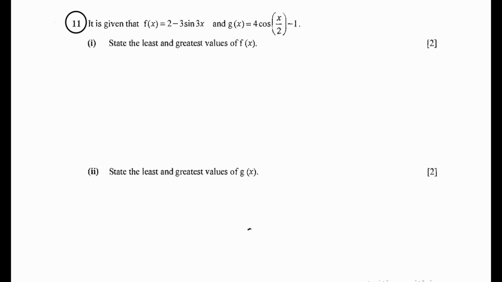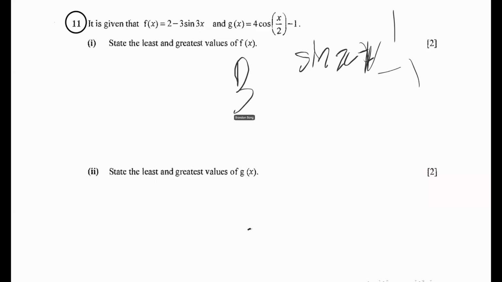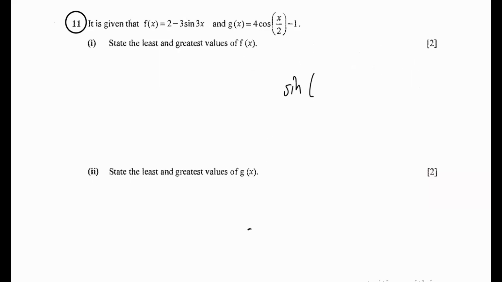It's given that f of x equals 2 minus 3 times sine of 3x and g of x equals 4 times cosine of x over 2 minus 1. State the least and greatest value of f of x. I know sine x would just be 1 and minus 1. How about sine 3x? Then it would be 3 and minus 3? No, I meant sine of bracket 3x. Does that affect the max? No, it's the same, 1 and minus 1. Good. Then what do we actually have?